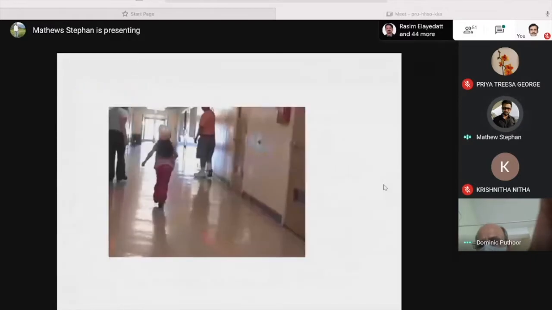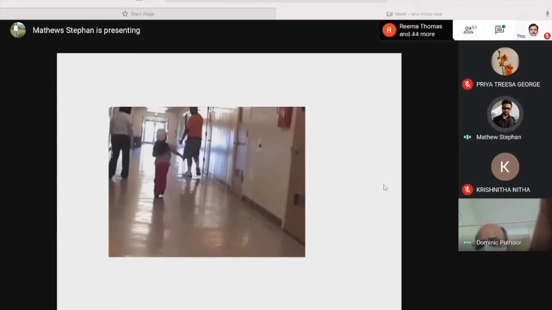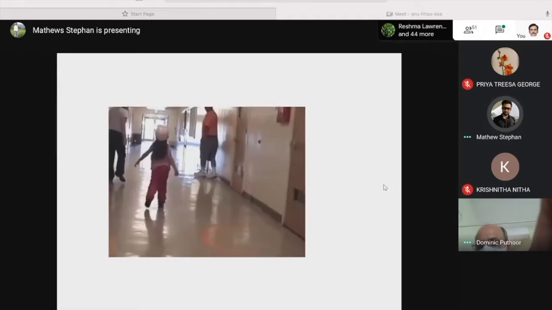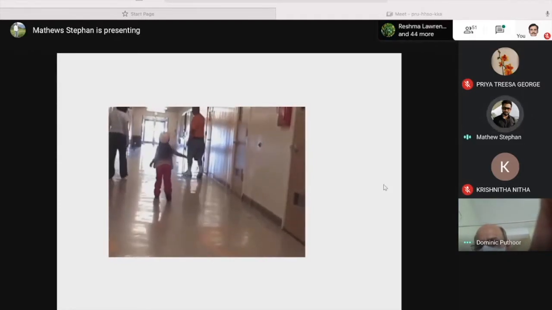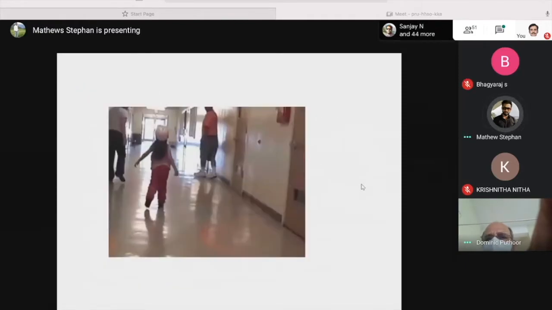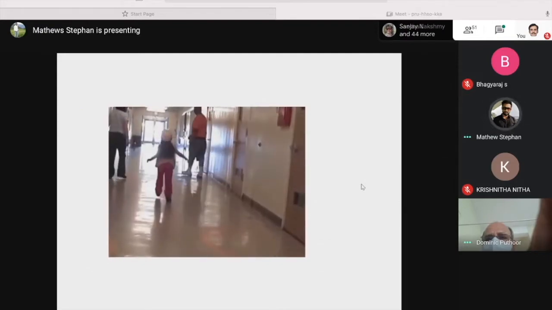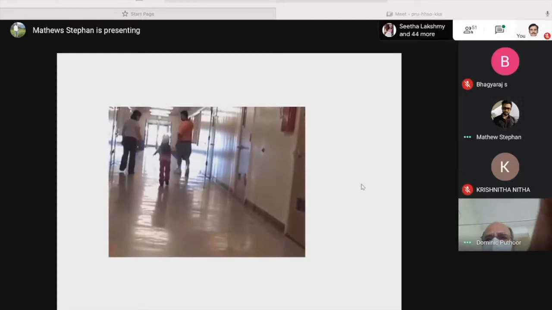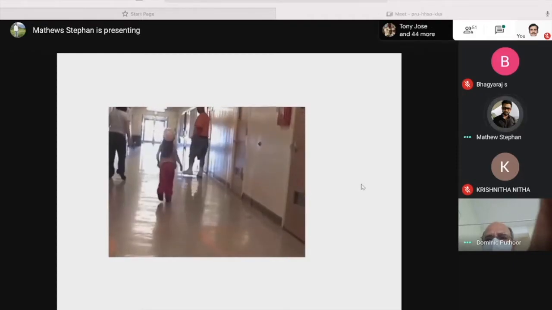So here in the image, the child is walking with a sensory gait. She couldn't feel the sensation or the proprioception of her limbs. The gait is exacerbated when patients cannot see their feet, that is, in the dark. She couldn't feel her feet, which means it is as if she is in the dark. This is the sensory gait.